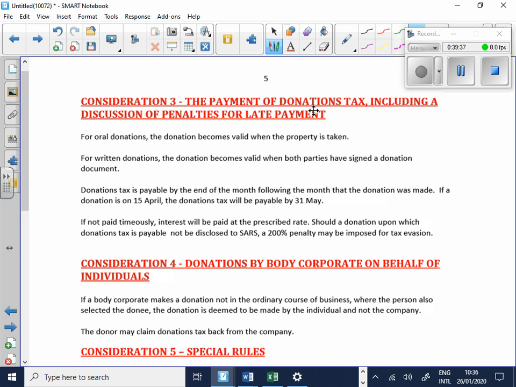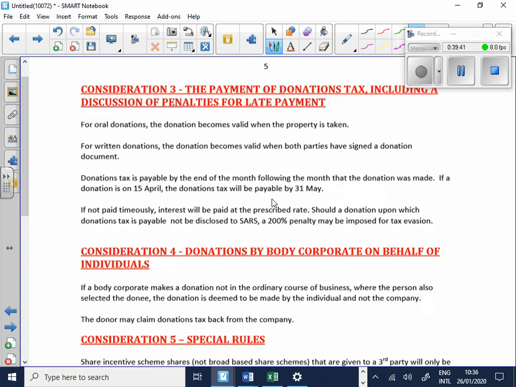Okay. It says there the payment of donations tax, including a discussion of penalties for late payment. So, guys, basically, I've already discussed this with you, but it says for oral donations, it becomes valid when the property is taken. For written donations, when both parties have signed. Guys, comfortable?